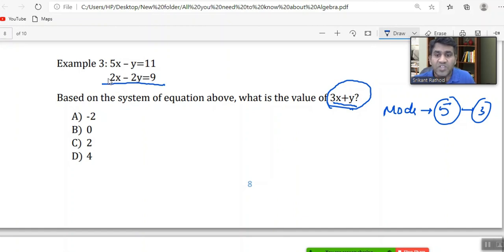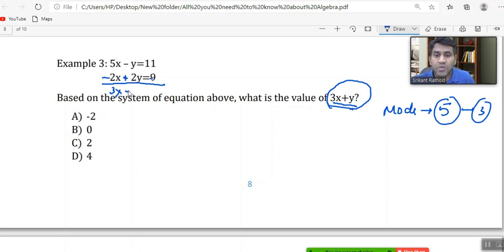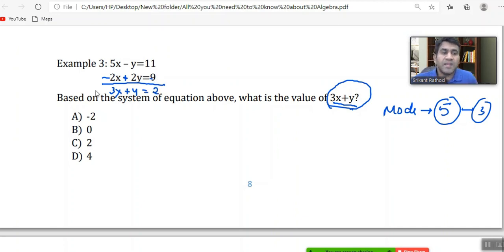Then subtract each other. Subtracting means you have to just change the sign. Plus becomes negative, negative becomes positive, and positive becomes negative. Now what happens? 5x minus 2x, what we are going to get here is 3x, minus y plus 2y, it's going to be y, equals 11 minus 9, it's going to be 2. See, you'll be getting the answer in a fraction of a second, maybe 10 or 20 seconds.